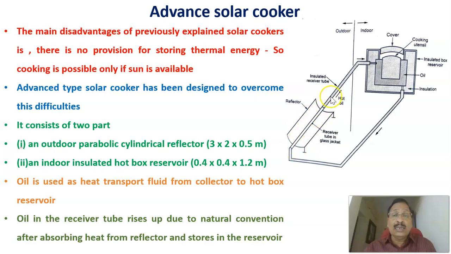As this goes through the collector, since the radiation is converted to heat energy, that oil is getting heated, and that heated oil is moving. By natural convection, the hot oil is moving towards this insulated box reservoir. The oil in the receiver tube rises up due to natural convection after absorbing heat from the reflector and stores into the reservoir.